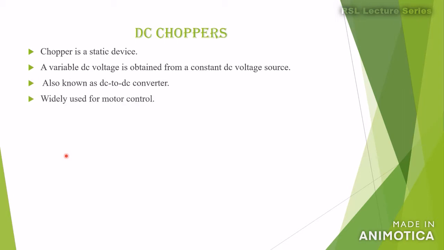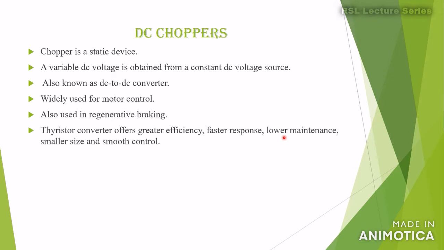These choppers are widely used for motor control. They are also used for regenerative braking. And the thyristor converter offers greater efficiency, faster response, lower maintenance, smaller size, and smooth control.